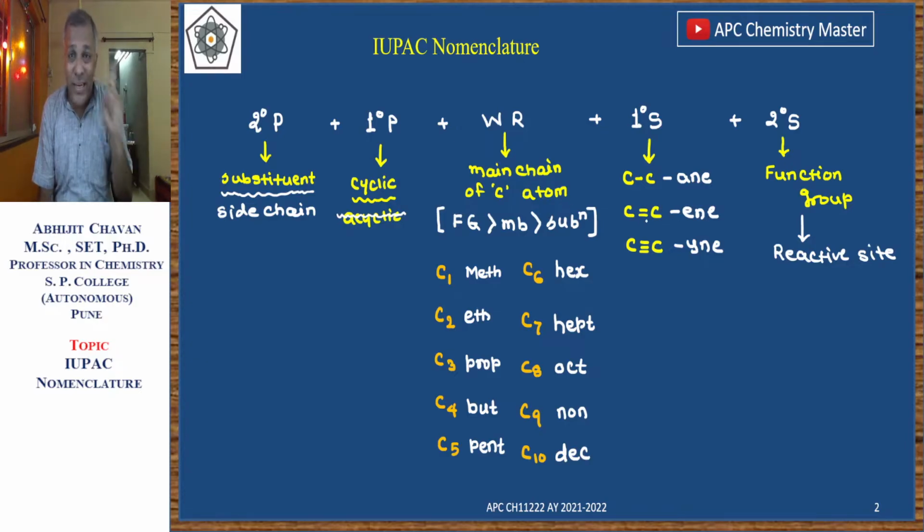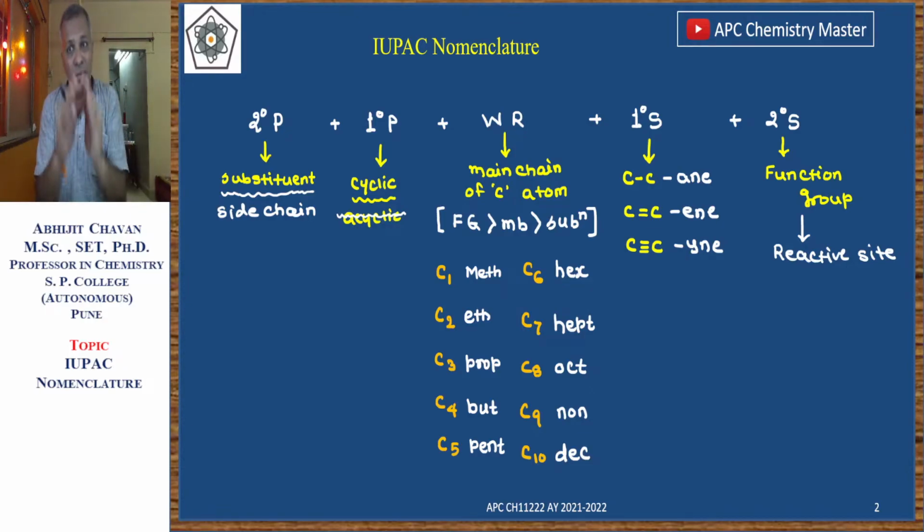Okay. If at least one double bond is there, I'm going to use the suffix ENE. If at least one carbon-carbon triple bond is there, then it is YNE. And then lastly, we talk about the functional group. That is the reactive site. I already told you there may be more than one functional group, more than one reactive site. The one which is preferential will be called the functional group.